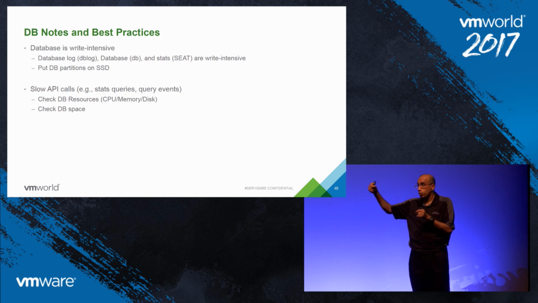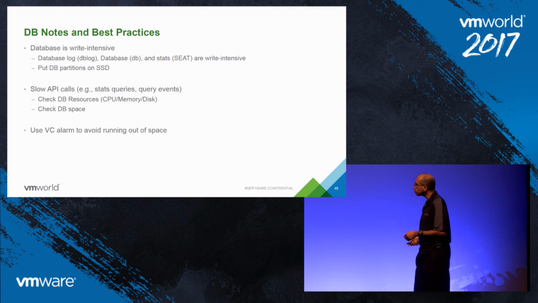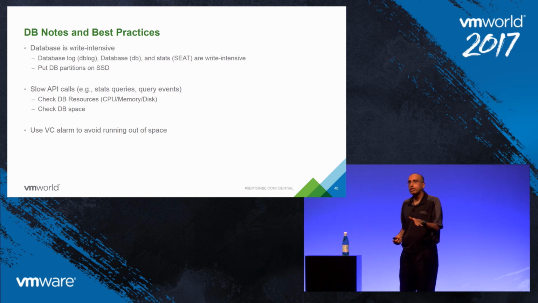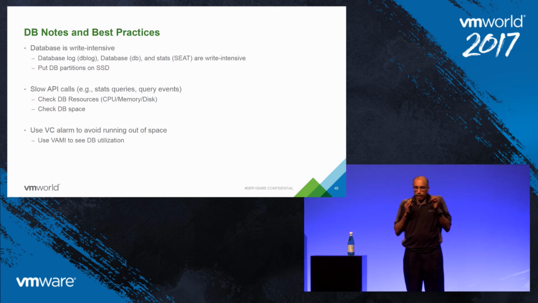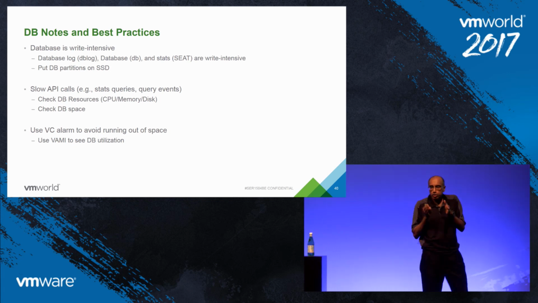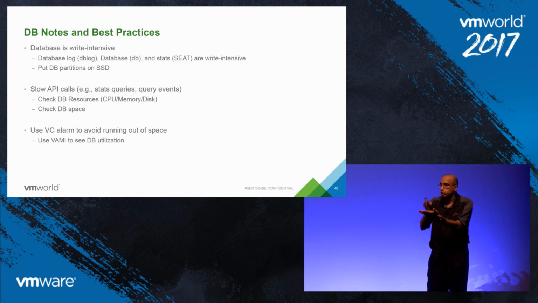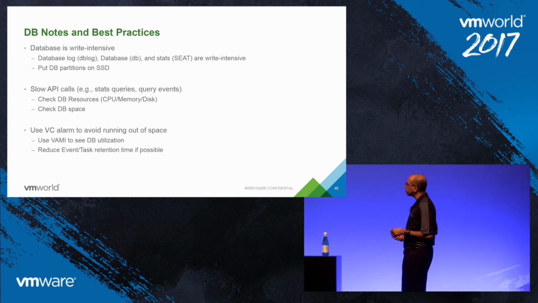So even if it's not directly responsible for your slow API calls, if you are getting stressed, it is important to make sure that you do have enough space. We have vCenter alarms to help you avoid running out of space. And I'm going to show you in the next slide how you can use the same appliance management interface that shows your CPU and memory to show you the database utilization as well.